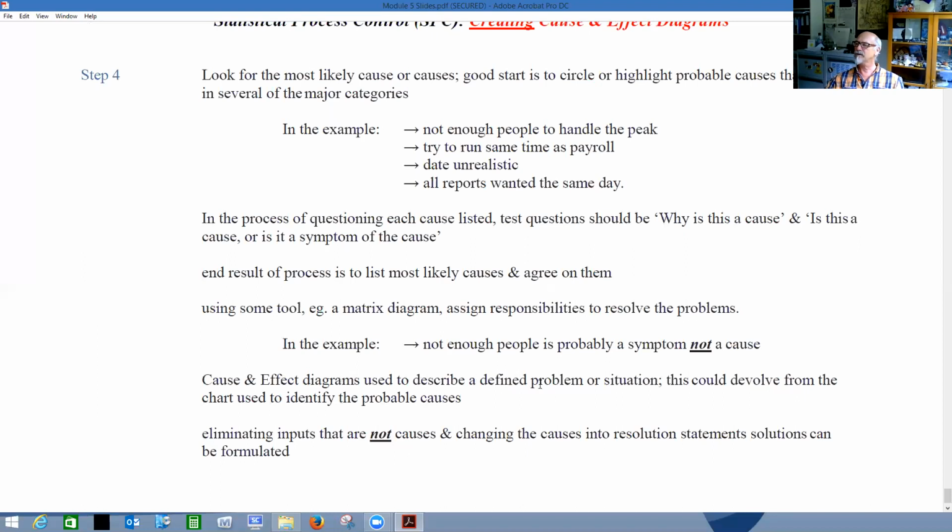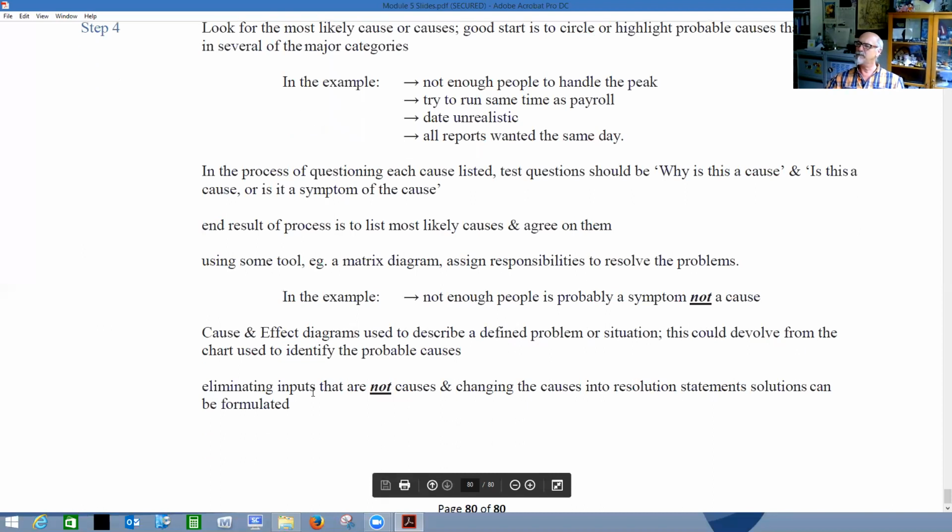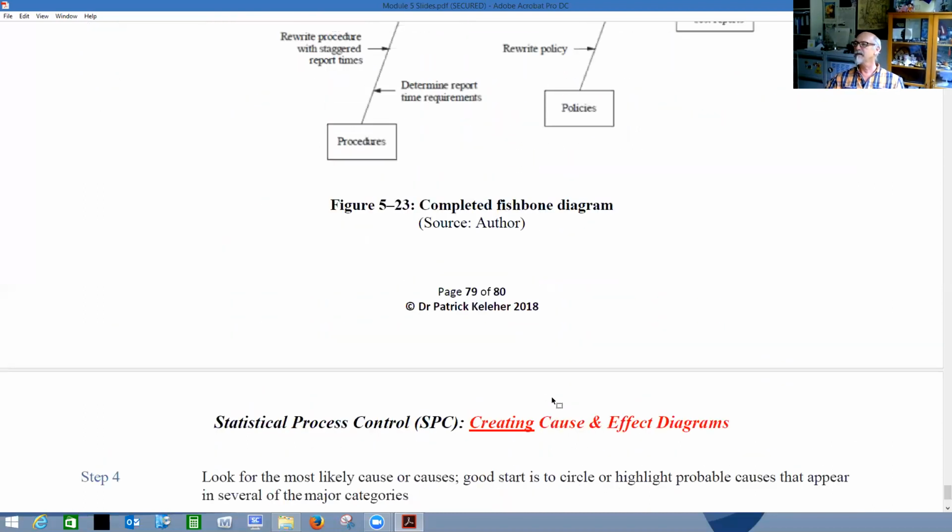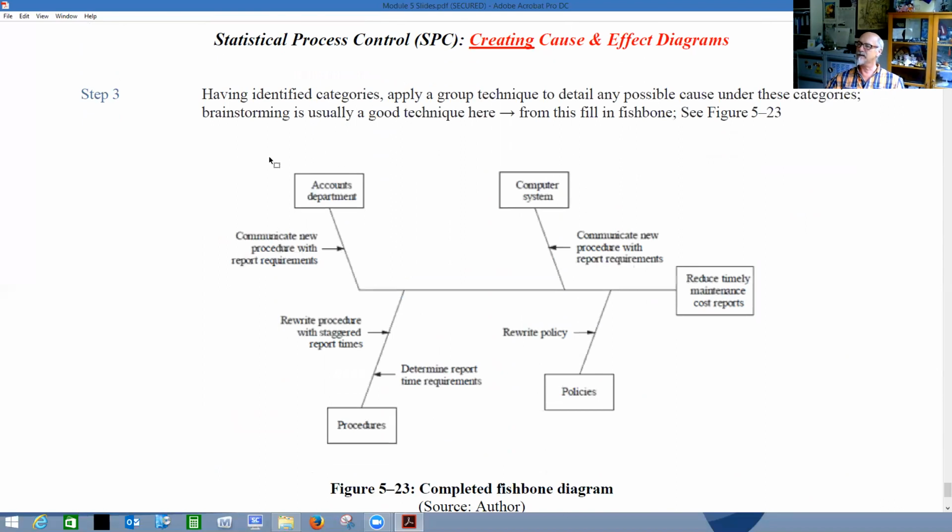Cause and effect diagrams are used to describe a defined problem situation. This could evolve from the chart used to identify the possible, probable causes. By eliminating inputs that are not causes and changing the causes into resolution statements, solutions can be formulated. So basically what it's saying is generate this diagram, start with the particular categories, start brainstorming about different things that can occur to rectify whatever the problem is, and then prioritize, or basically critically analyze to see what is the critical cause of the problem.